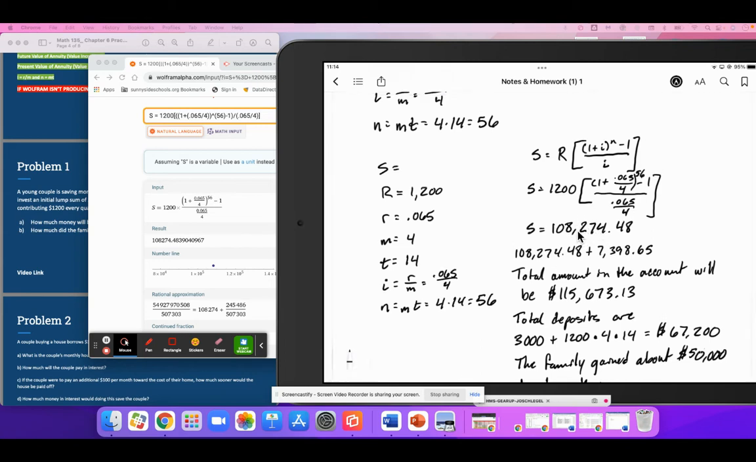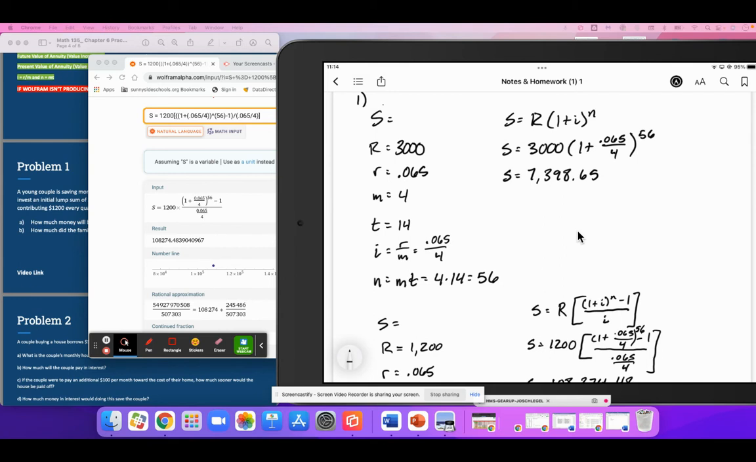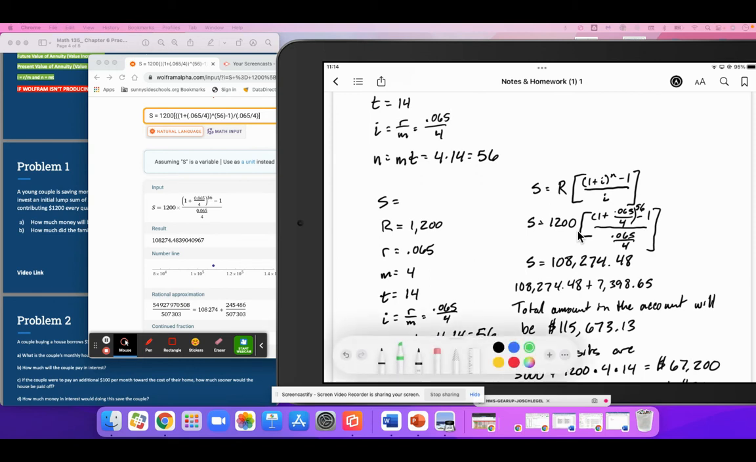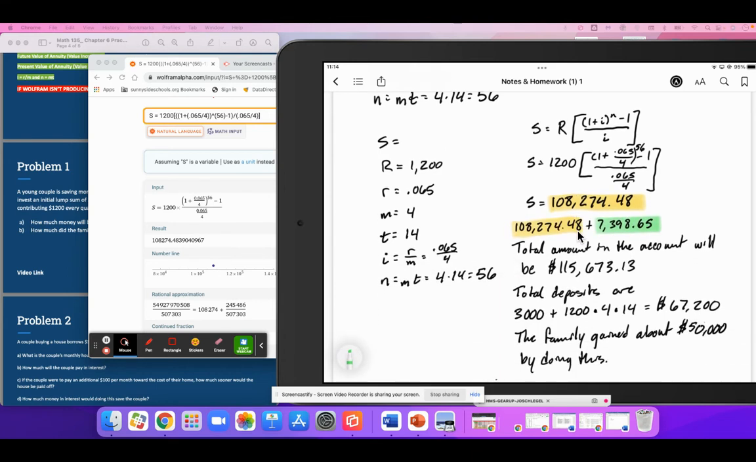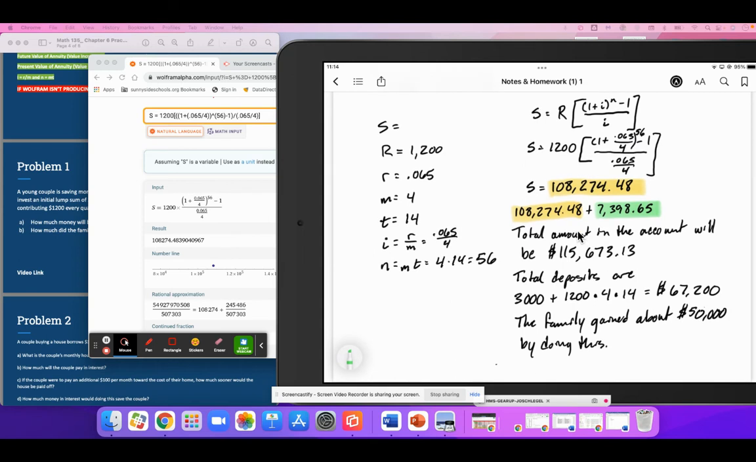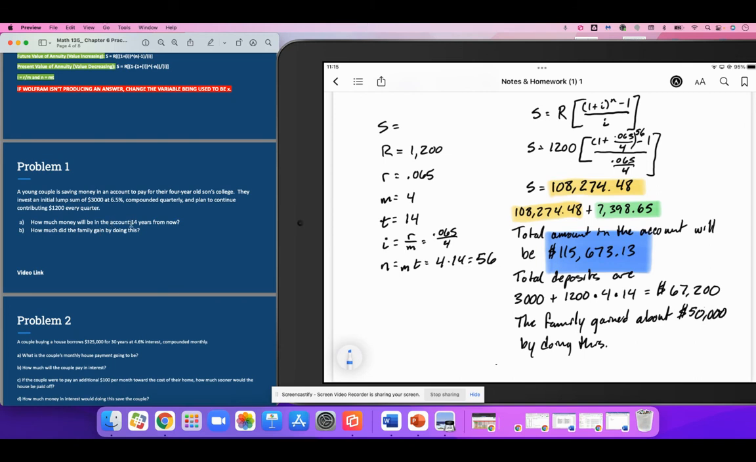And so we have the value of these 2 investments combined. So we've got this one, which was the $3,000 that they started putting away at the beginning. And we've got this one. We're going to add those together to get the total value that's going to be in this account. So the amount that grew from the compound interest and the amount that grew from the annuity. And so the total amount in the account that we end up with is going to be $115,673.13. And so that answers the first piece, how much is going to be in the account.